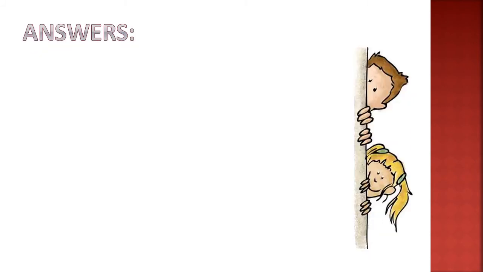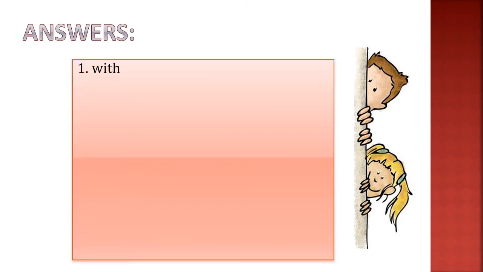I hope that you have completed the exercise yourself. Now let's see the answers. I'm just going to give you the answers in your blanks. In number 1, you're going to write with. In blank number 2, behind. Blank number 3, under. Blank number 4, inside.